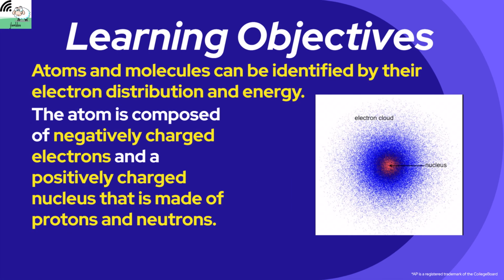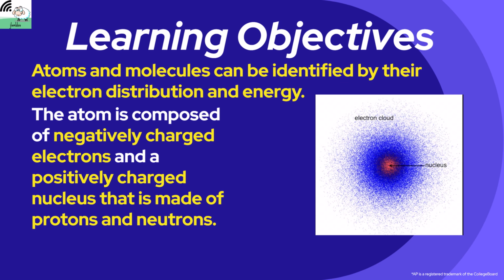So let's go ahead and take a look at our learning objectives for this part of the unit. We'll look at what the College Board has to say here in just a moment. But the very first couple things we want to look at here are that atoms and molecules can be identified based on their electron distribution and energy. So electron configurations, as you've probably studied before, are very unique. They're unique to atoms. Ions will have different electron configurations, etc.